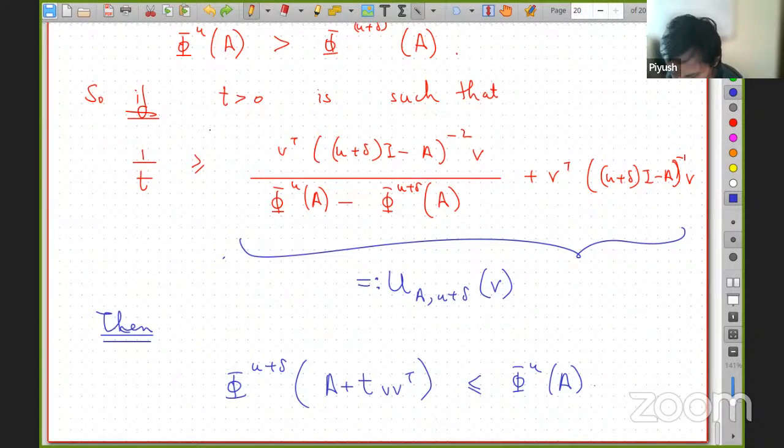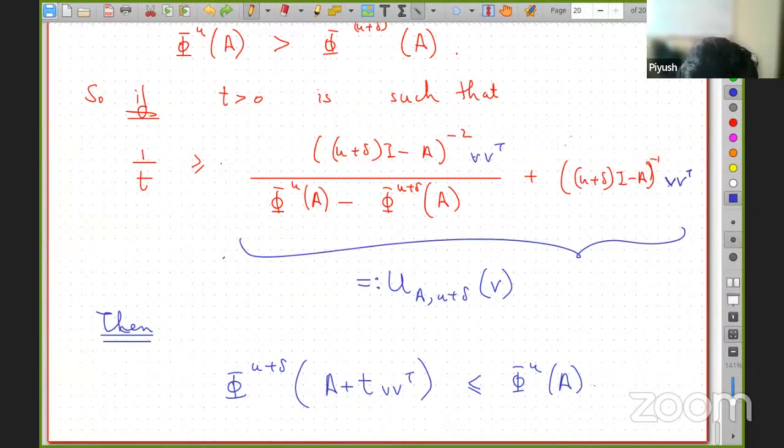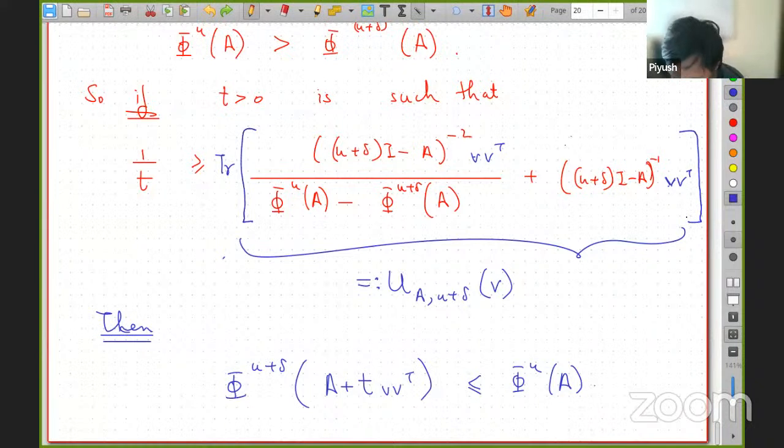So here is one condition, and this condition, if you think about it, it's linear in vv transpose, right? So if I write it as a trace, the whole thing is just a trace of this. So it is a linear function of vv transpose. This is something to just remember.